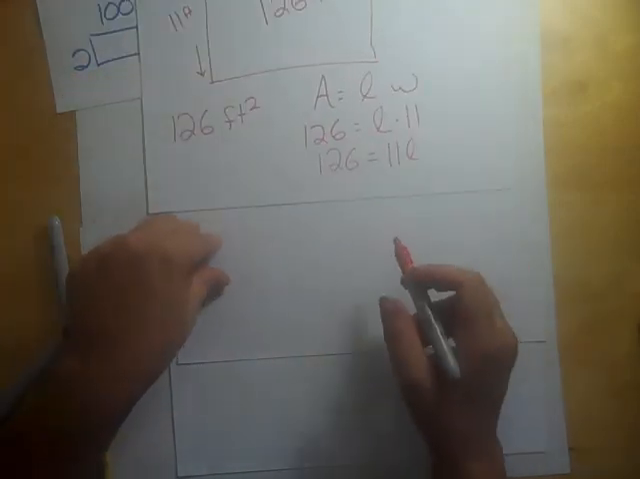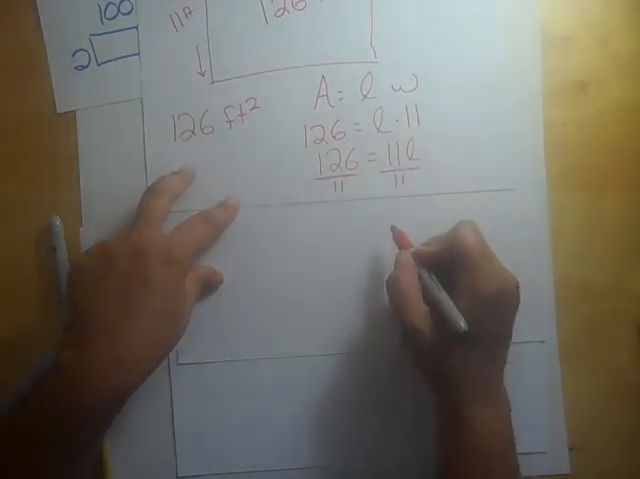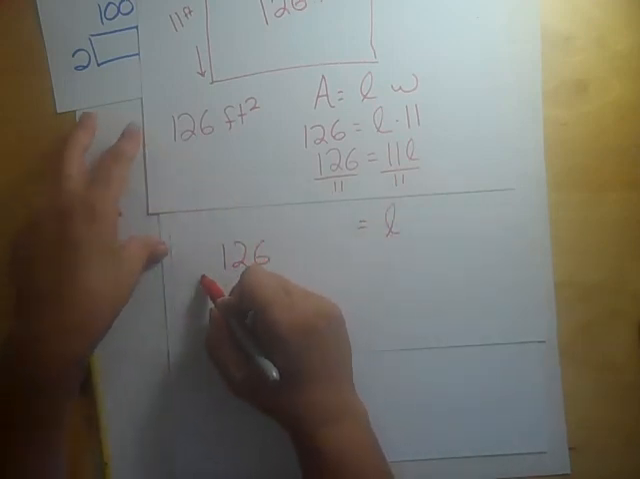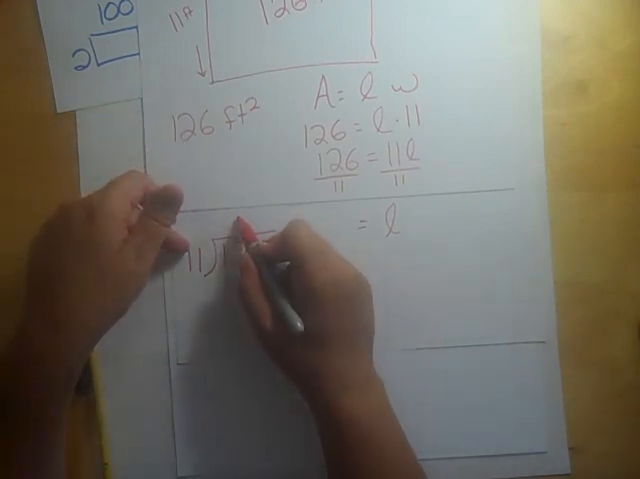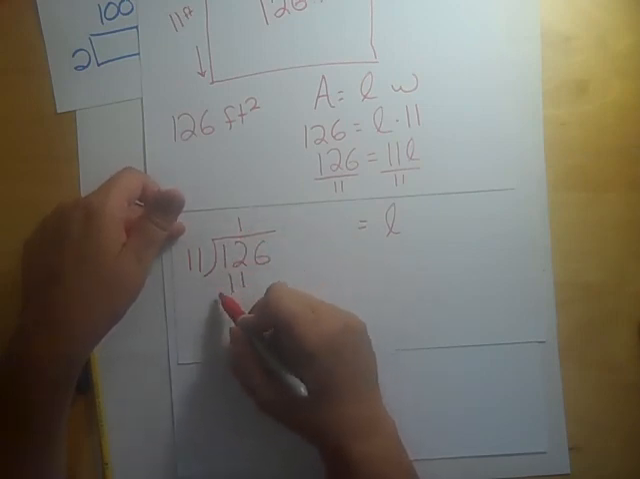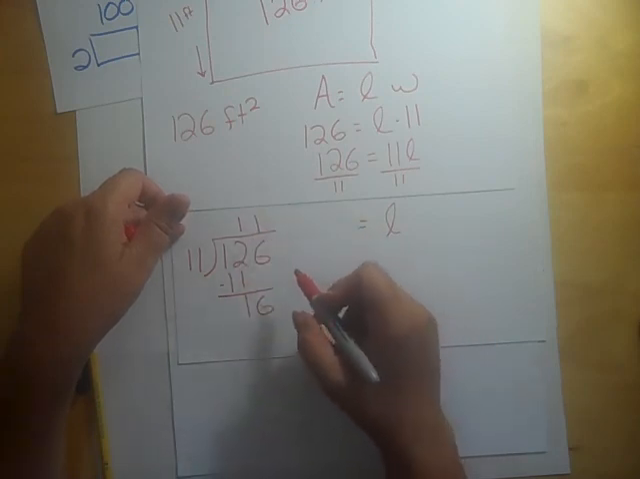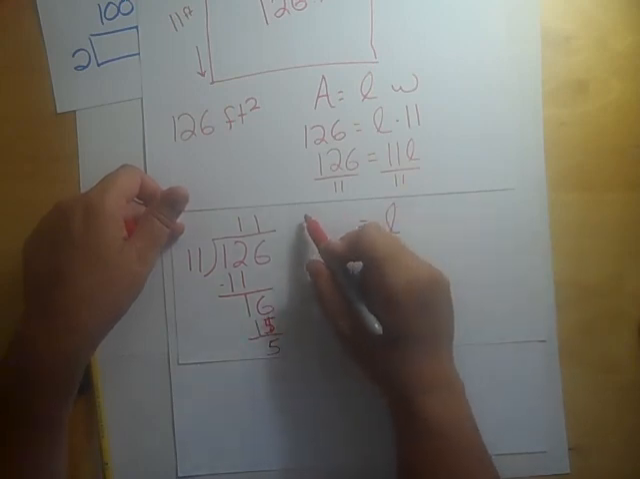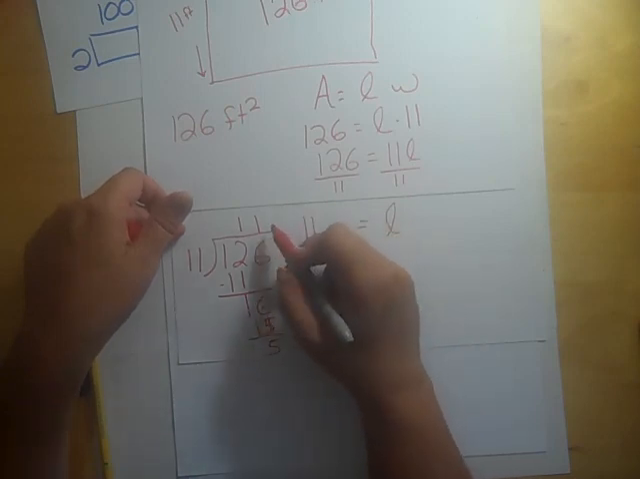The next step would be to divide both sides by 11. So L equals, let's see, 126 divided by 11. You should probably be able to do that one in your head, because 11 times 11 is 121, but we'll do it the long way. So we have 11 with a remainder of 5. So it could be 11 feet, and let's go ahead and do a decimal.